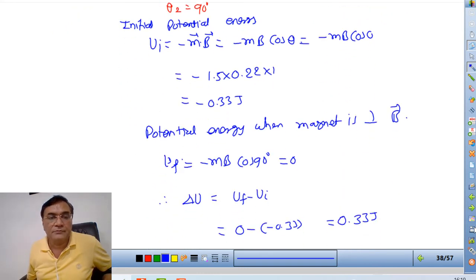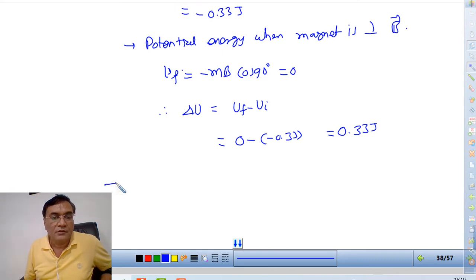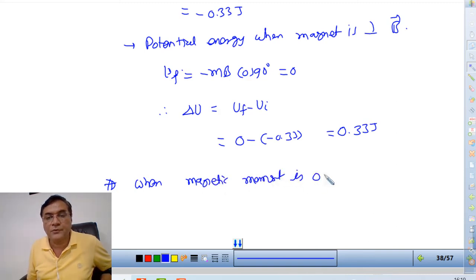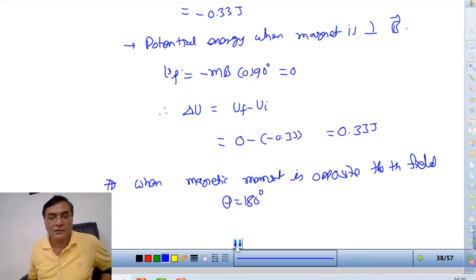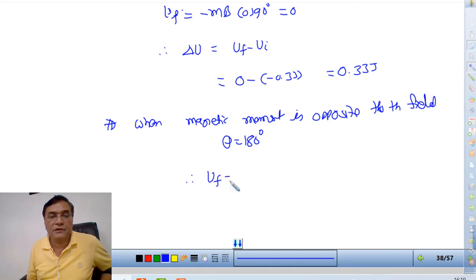If opposite to the field, now how much theta do I have to take? When magnetic moment is opposite to the field, theta will be equal to 180 degree and therefore UF will be minus MB cos 180, minus M dot B, which is equal to MB.